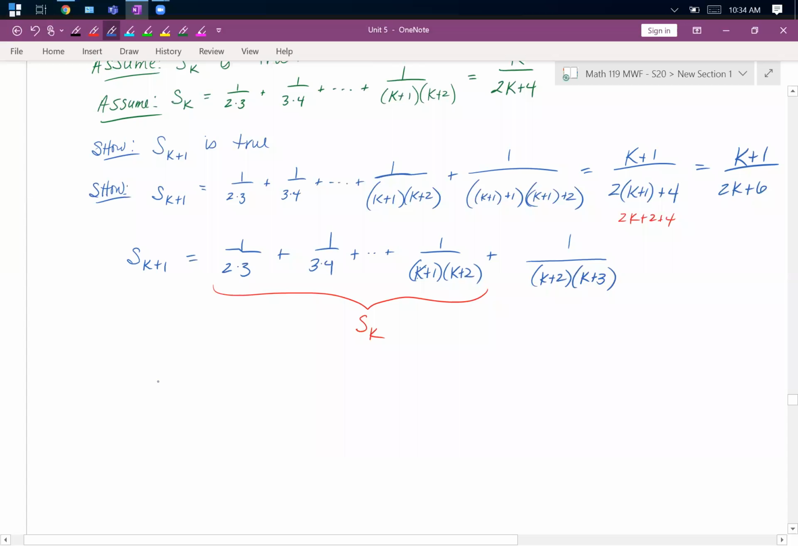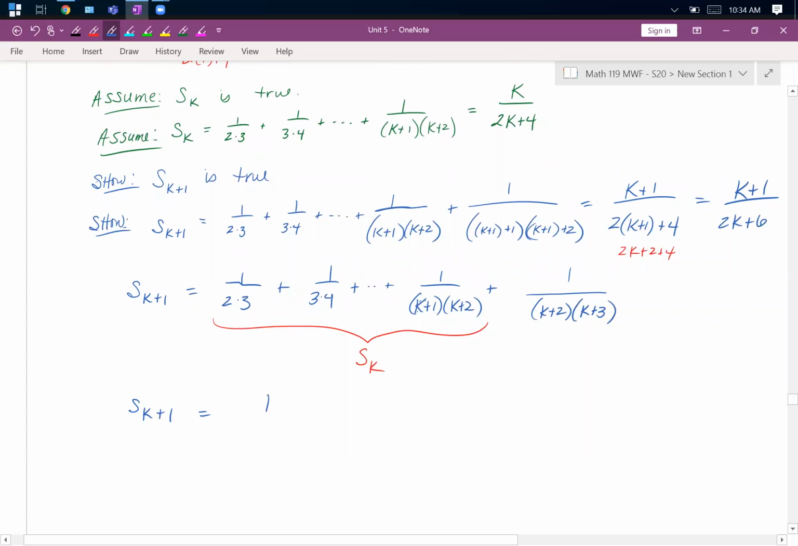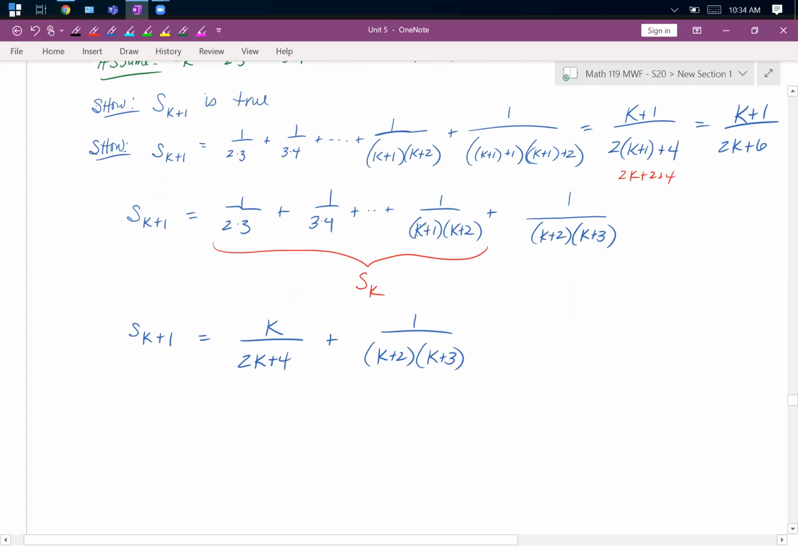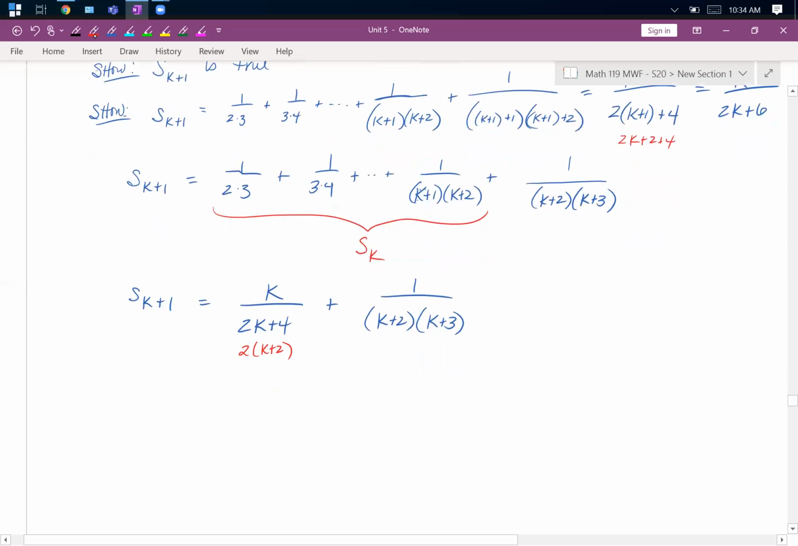Oh, S sub k plus 1 becomes k over 2k plus 4, and then we still have this last term plus 1 over (k plus 2) times (k plus 3). We want to add these two fractions together. We'll have to get a common denominator, so we factor our denominators.